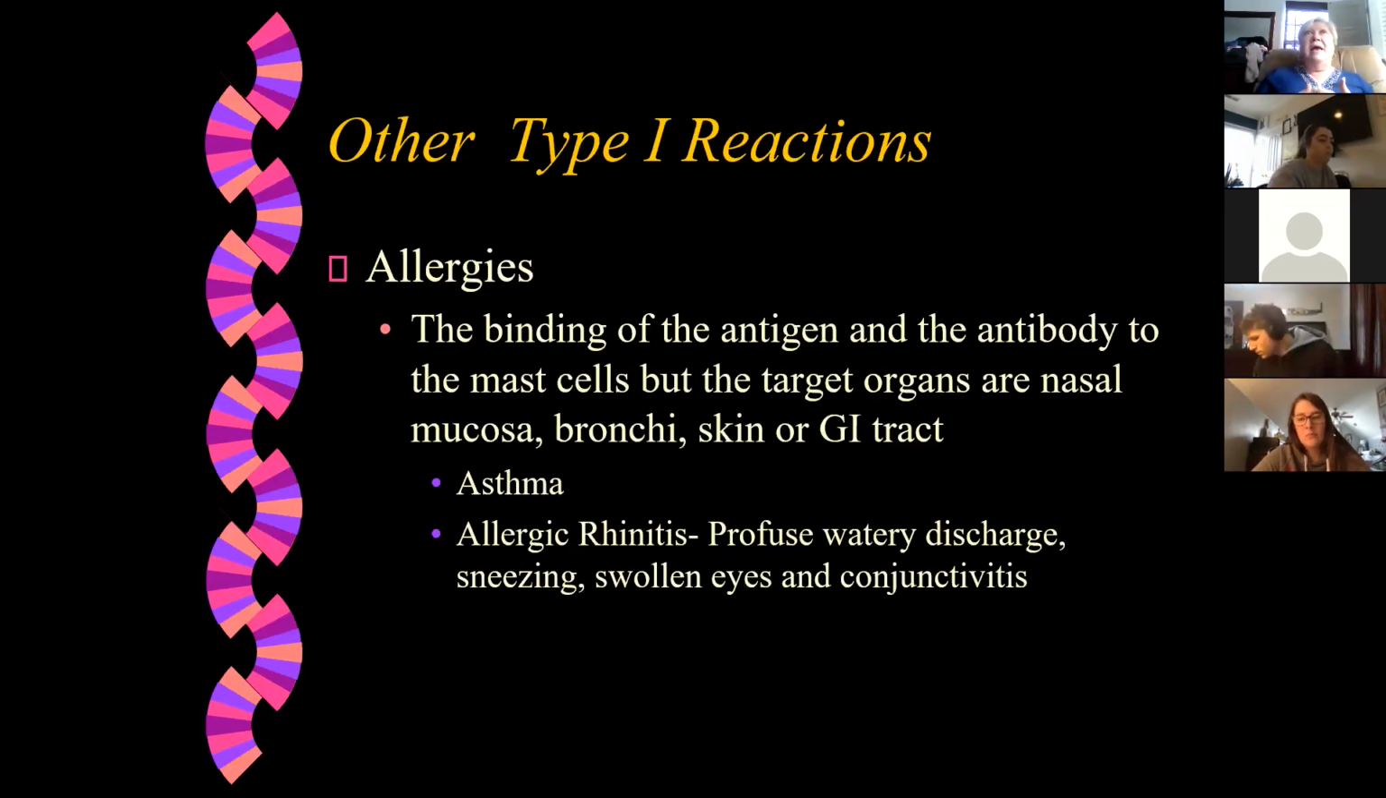So you might have that the antigen bound with your mast cells in your nose. So you might get hay fever type of symptoms. And so, you get watery eyes and runny nose and sneezing and that type of thing. Or maybe with your skin and you get a rash and itching and that type of thing.